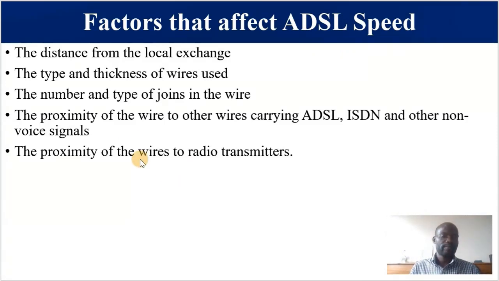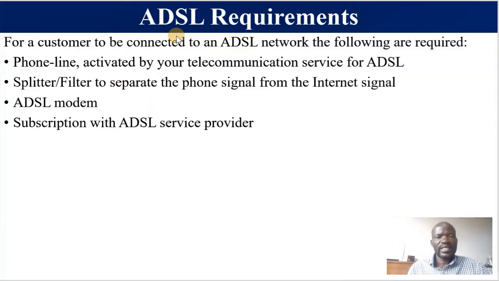Take note of them. What are the requirements that are needed for a customer to be connected to an ADSL network? We are saying for a customer to be connected to an ADSL network, the following are required. There must be a phone line from the exchange to the customer's premises. No phone line or no UTP line from the exchange, no connection to an ADSL network.